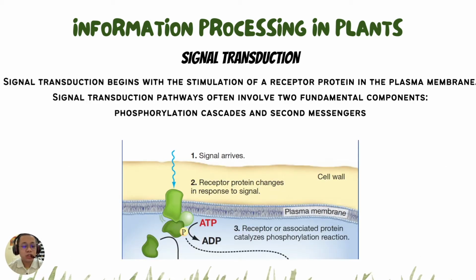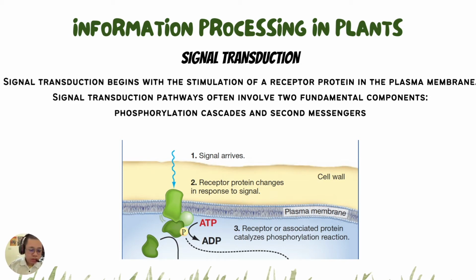The signal transduction begins with the stimulation of a receptor protein in the plasma membrane. Signal transduction pathways often involve two fundamental components. We have the phosphorylation cascades and the second messengers. What are these? But before that, I am going to show you a visual presentation about the signal transduction. When the signal arrives, the receptor protein changes in response to the signal. This is now already the signal transduction. And then third, this receptor protein is located in the plasma membrane.